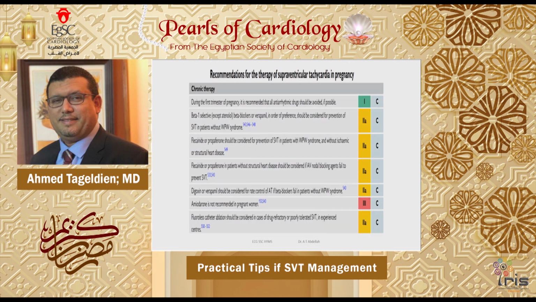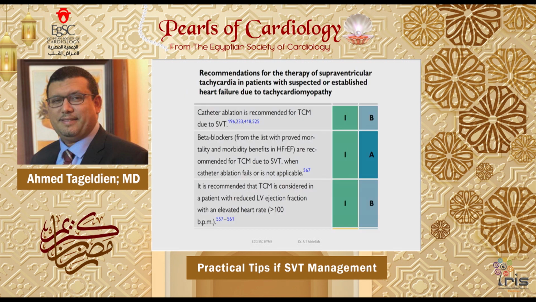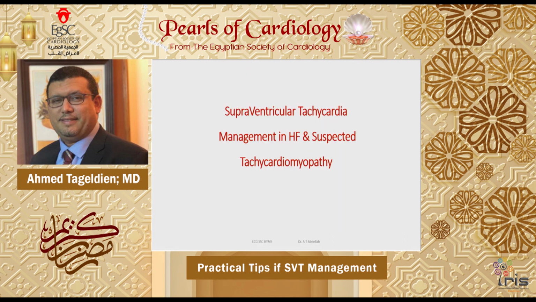available. During the first trimester of pregnancy, it's recommended that all antiarrhythmic drugs should be avoided if possible. It's very important. If you have to, you can give beta-1 selective beta blockers, except atenolol, or verapamil if the patient has recurrent bouts of SVT. Catheter ablation is recommended in patients with tachycardiomyopathy due to supraventricular tachycardia. We can still use beta blockers for those patients to reduce the ventricular rate.